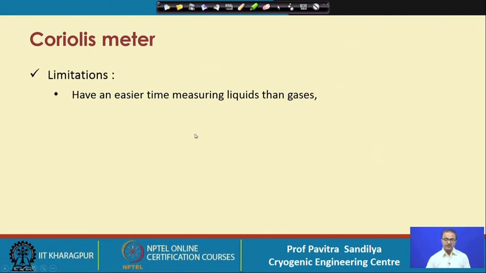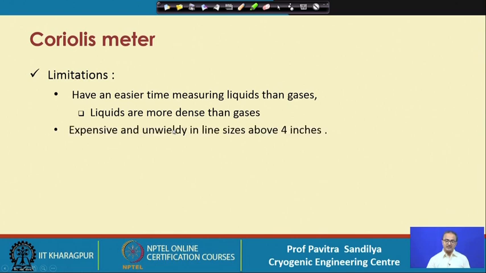industries. The limitations are that it has an easier time measuring liquids than gases, meaning the liquid flow rates can be measured more easily than the gases. Why? Because the liquids are denser than the gases. However, it also is very expensive, and it's unwieldy in line sizes above 4 inches. So it becomes difficult to install this kind of meter for big diameter pipelines, and it is quite expensive.